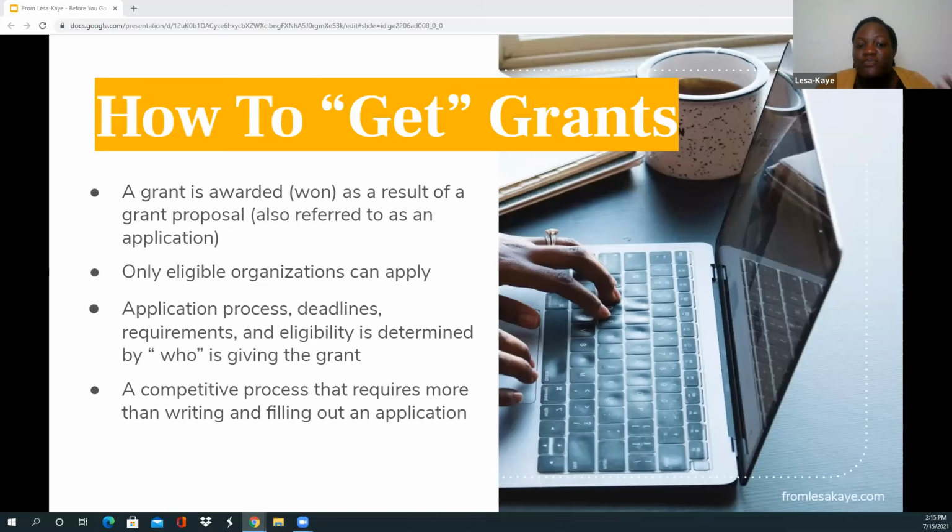And it's a competitive process that requires more than writing a proposal and filling out forms, which means that while eligibility is important, just meeting the eligibility criteria doesn't mean you're going to get the grant. Getting the grant requires organizations to be eligible and competitive.